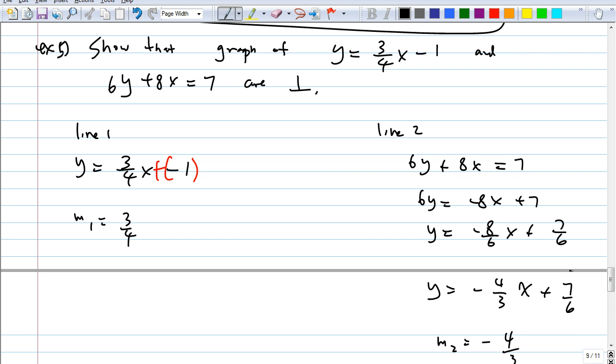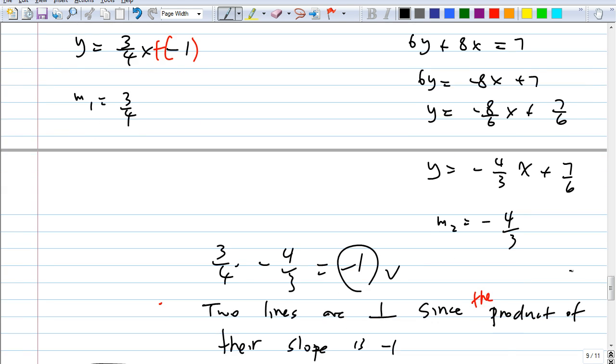Are they perpendicular, Eddie? Yeah. Why? Because their slopes, when you multiply them, equal -1. That's right. So there you go. The two lines are perpendicular since the product of their slopes is -1. Easy? Okay, good? All right.